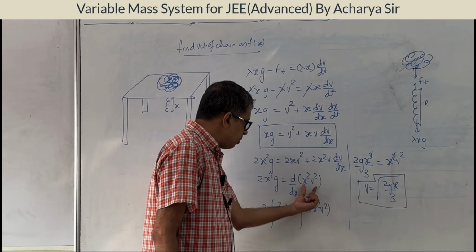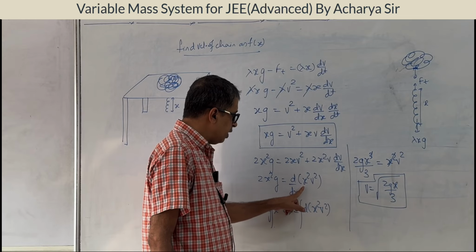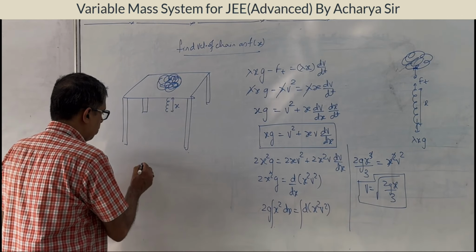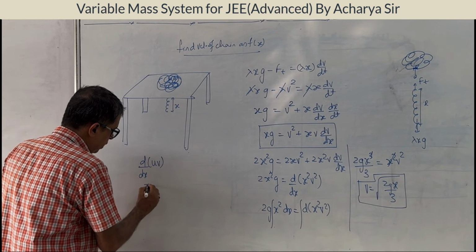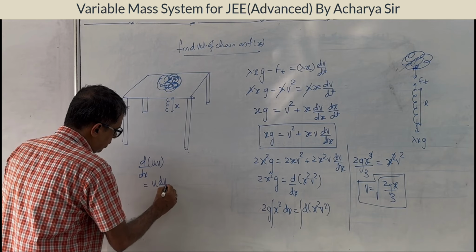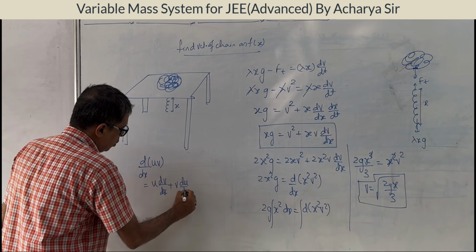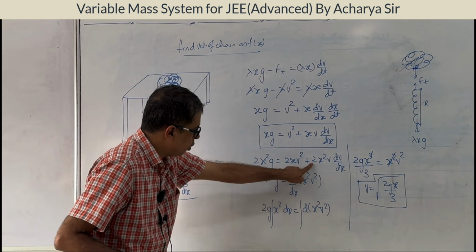This we are able to recognize as d by dx of x square into v square. This is d by dx of u into v. Product rule, d by dx of u into v is u into dv by dx plus v into du by dx. This when I open up, I will get this. So whole of the game is recognizing the reverse simplification.